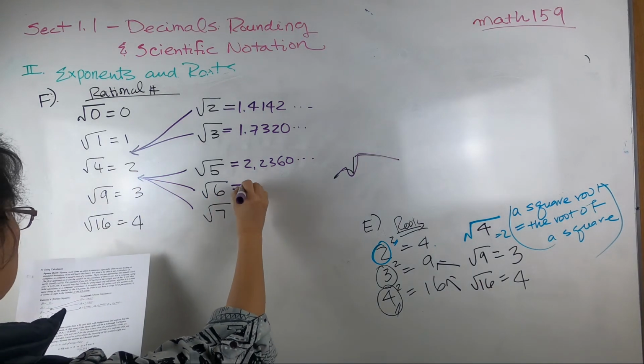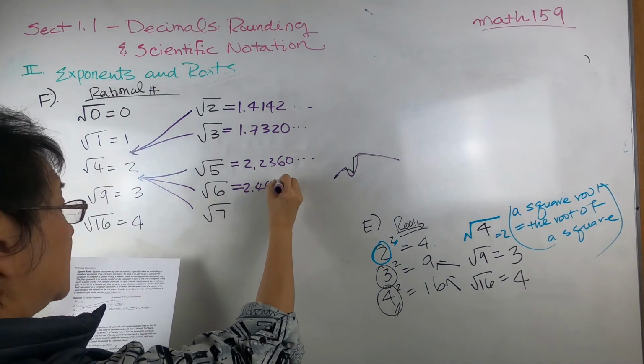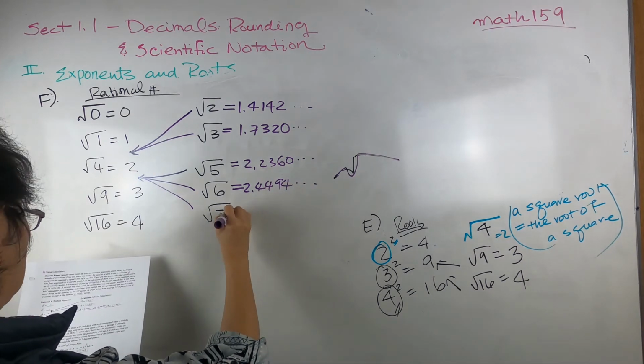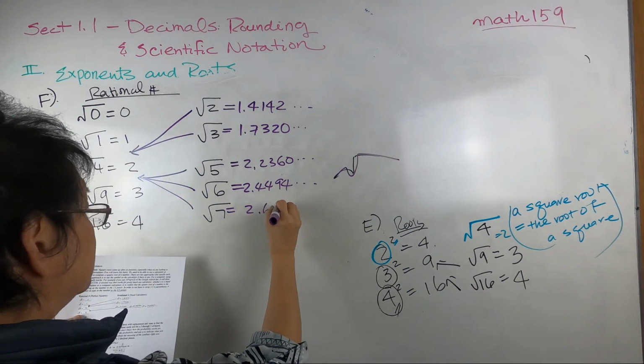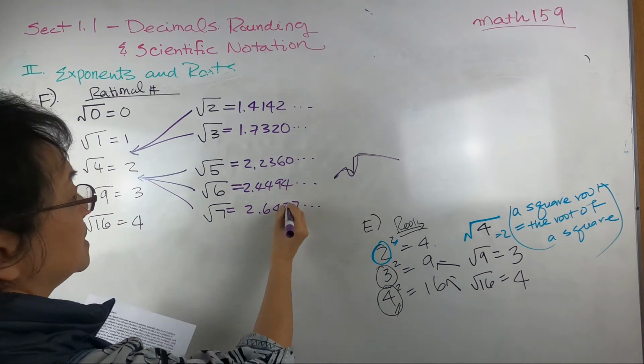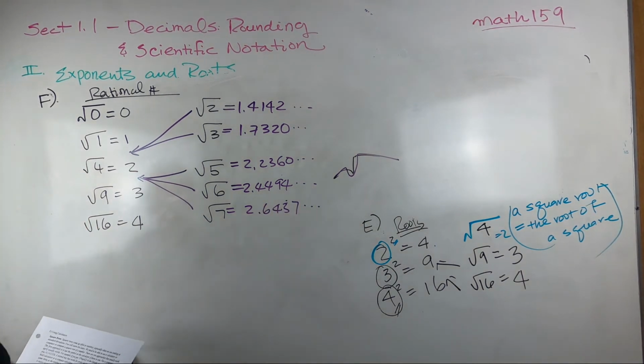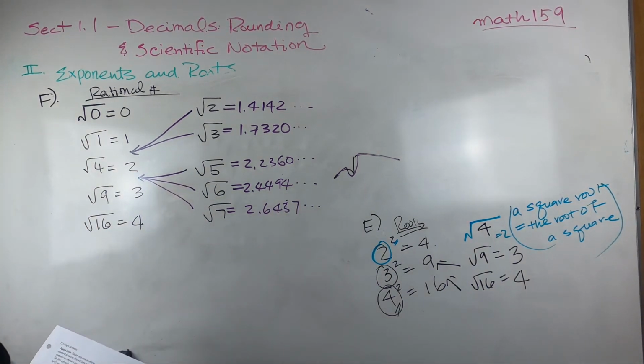And how about this 6? You should get what? 2.4494. And this one, 2.6457. Make sure you get those. Okay? Are we good?